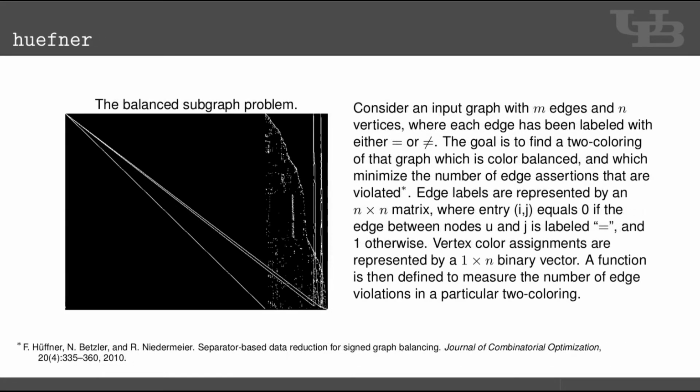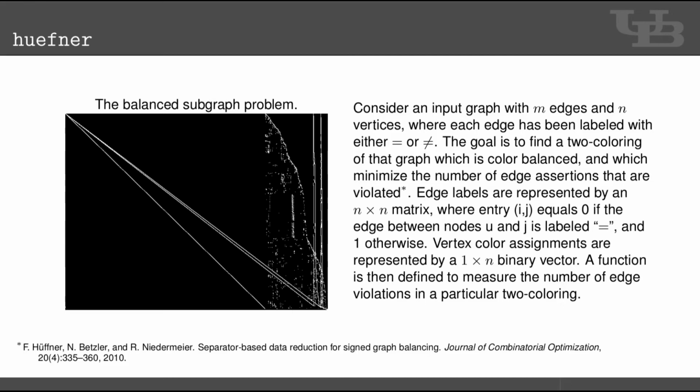Now, let's consider the Huefner model group, which was rated most similar to the cryptanalysis model group according to the ISS metric. The problem considered here is the balanced subgraph problem. Given an m by n input graph, the problem is to identify a two-coloring which is color balanced. However, every edge in the graph has also been labeled with either an equals or a not equals sign.